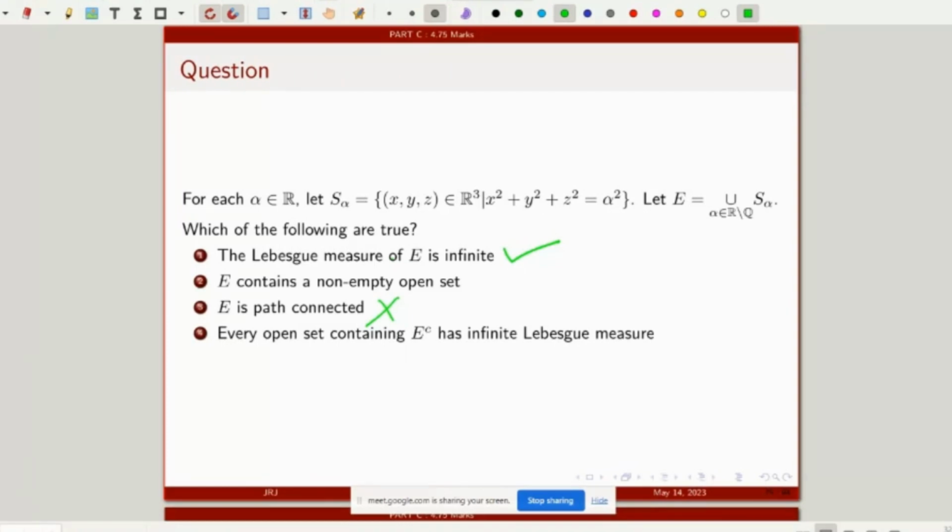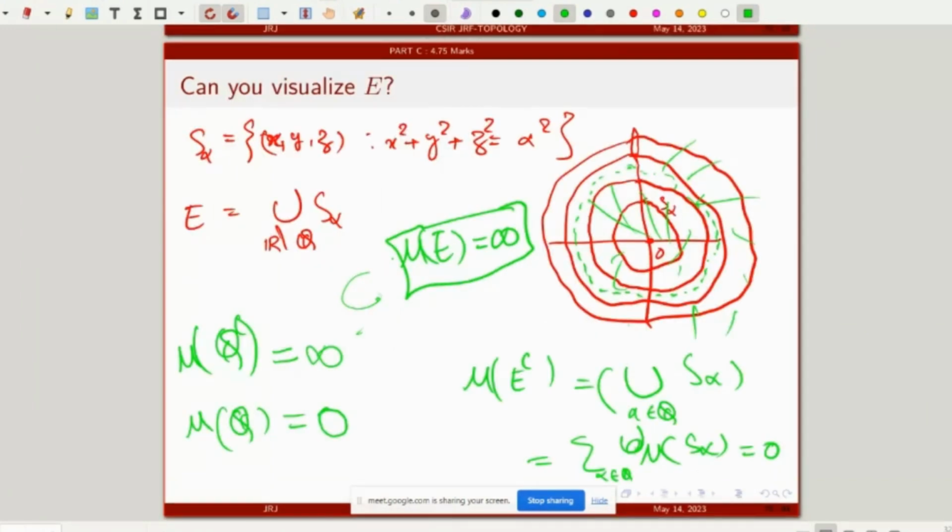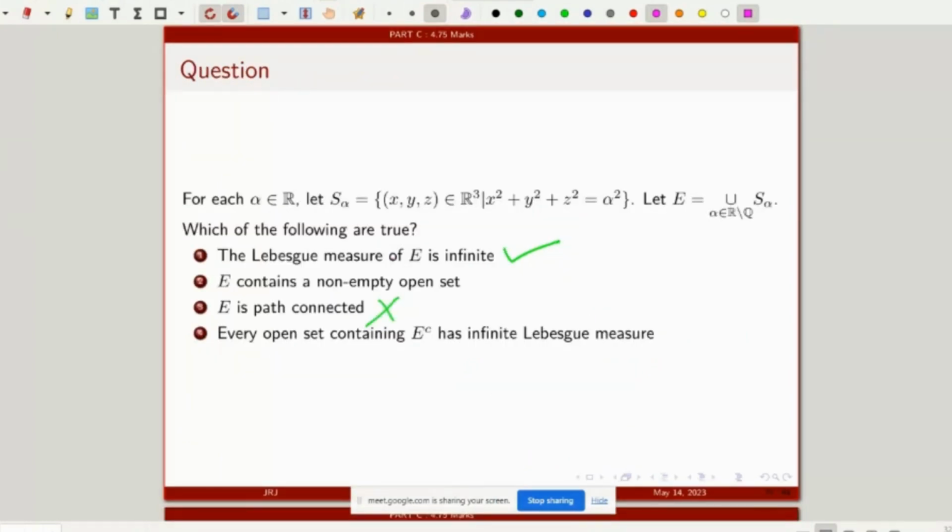Will it be true? If it contains a non-empty open set, it should contain a ball at least. So is it possible for E to contain a ball? No. Why? If it contains a ball, then there will always be some members of X alpha, some points with rational radius. So a ball cannot be completely contained in this E. So we can eliminate that option also.